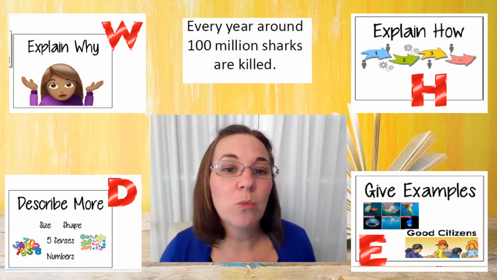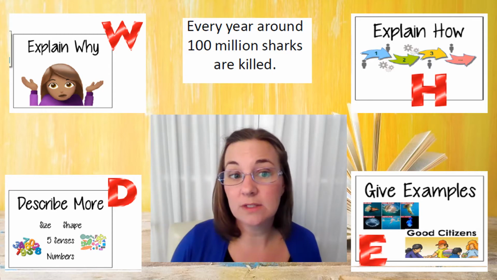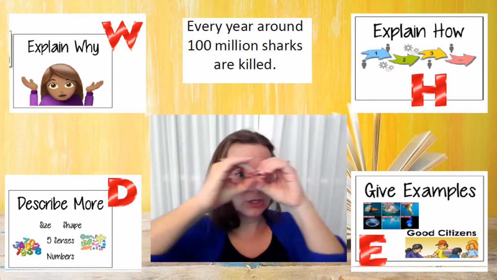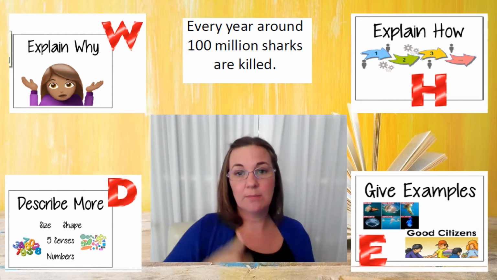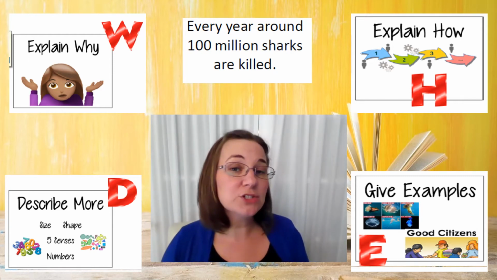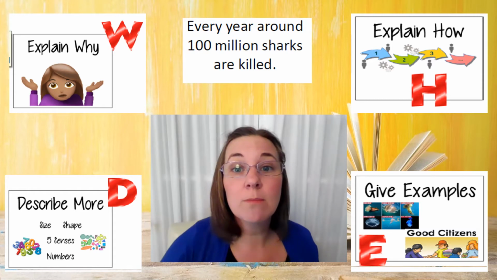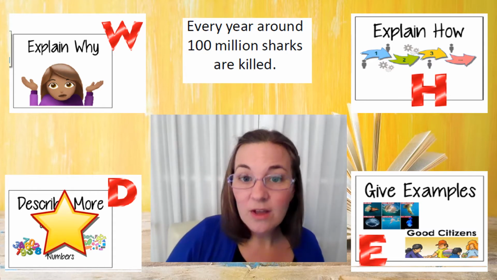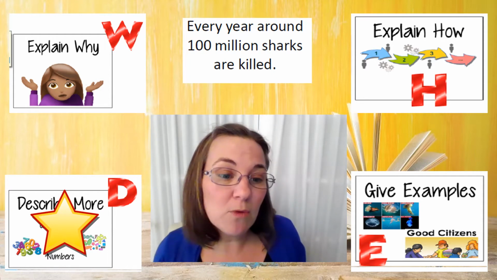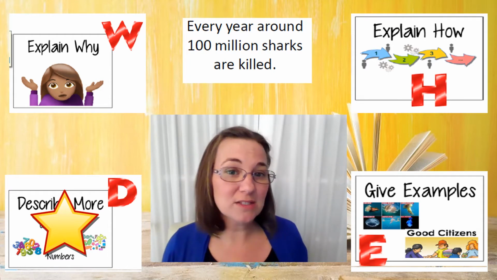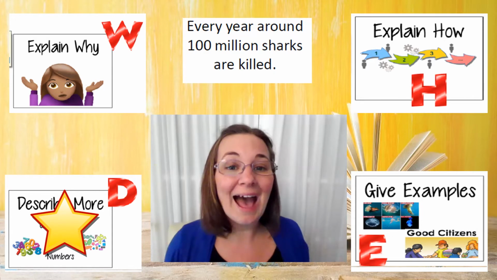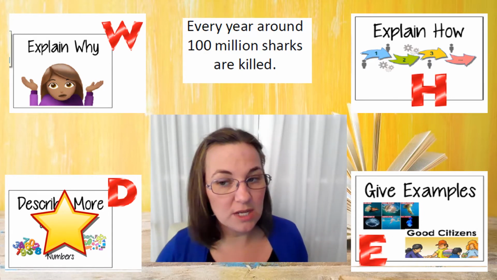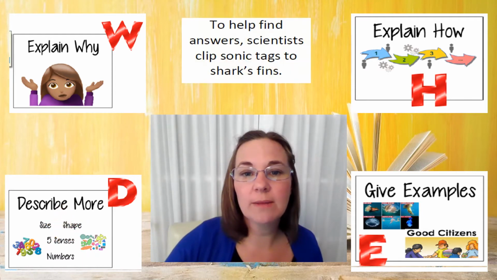Every year, around 100 million sharks are killed. Why, how, describing, or giving an example? Ready? Point to your screen. 1, 2, 3, point. Describing more. The reason this is describing more is because it's giving a number. That's our clue. It's describing how many sharks are killed, and that shows us that sharks are in danger. Let's look at the next one.